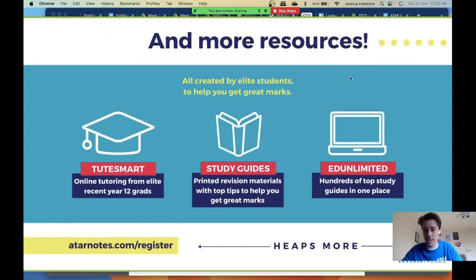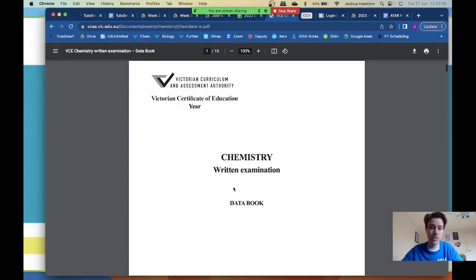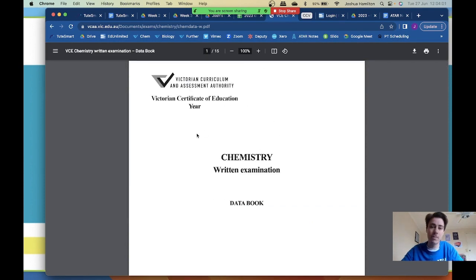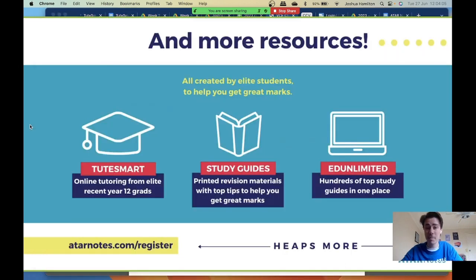So nonetheless, let's get kickstarted. What I've got up just for today, and what might help you as well, is our chemistry data booklet. It's used in 3-4, but it's useful in 1-2 as well. You just need to go through the chemistry VCAA page. It may be useful for you, and I hope you'll know what it is at this point.